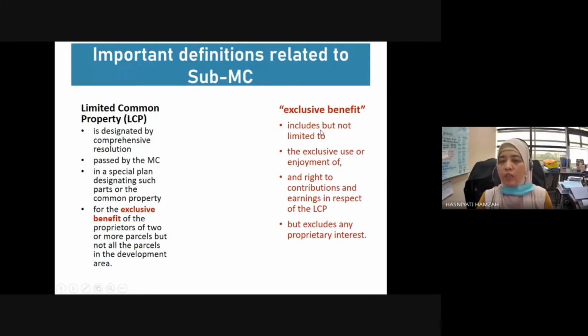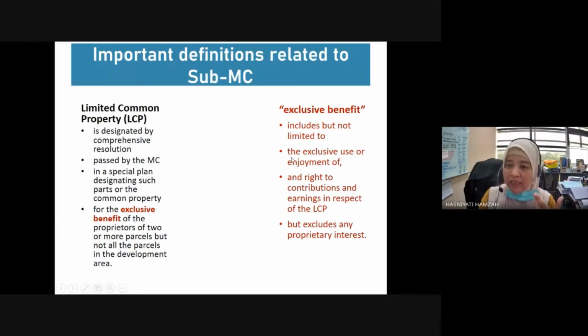Exclusive benefit includes, dia termasuk but not limited to the exclusive use or enjoyment, kegunaan penikmatan of and rights to contributions and earnings, hak kepada sebarang sumbangan ataupun pendapatan in respect of the LCP. We will come to the earnings later on, after this. But excludes any proprietary interest, tetapi tidak termasuk sebarang kepentingan pempunyaan. Means it gives the proprietors yang enjoy the exclusive benefit itu hak kegunaan, hak penikmatan.